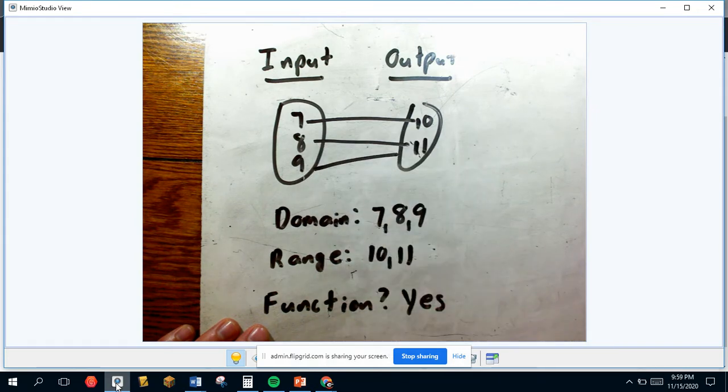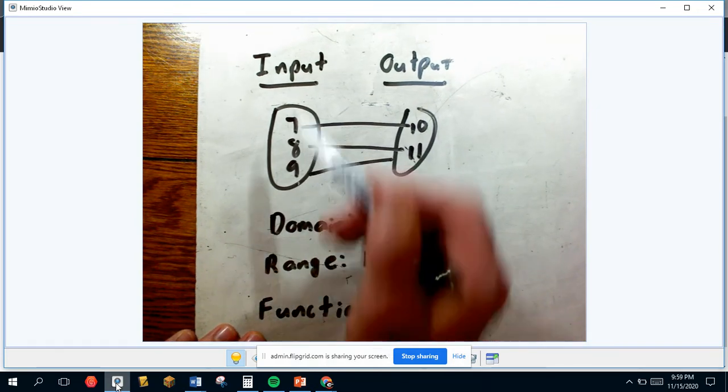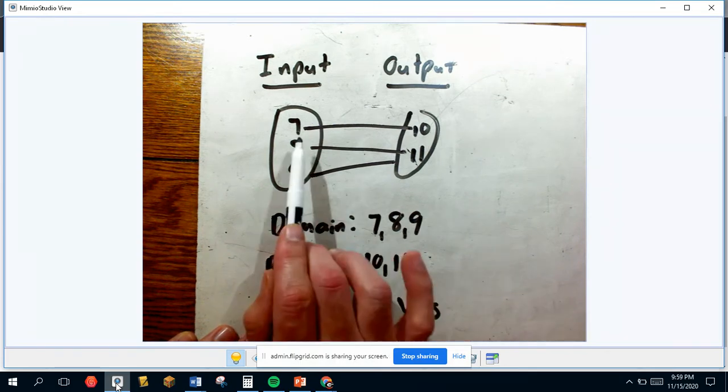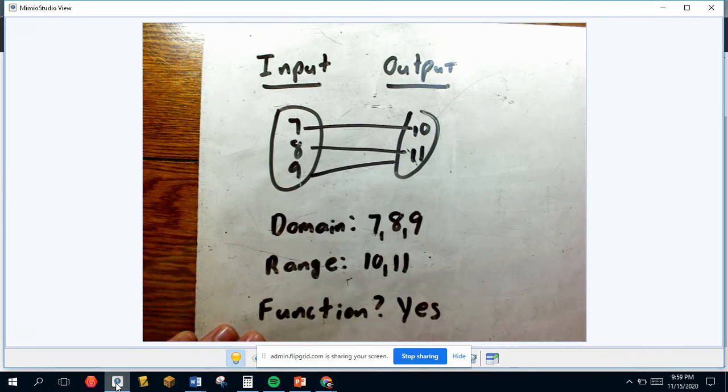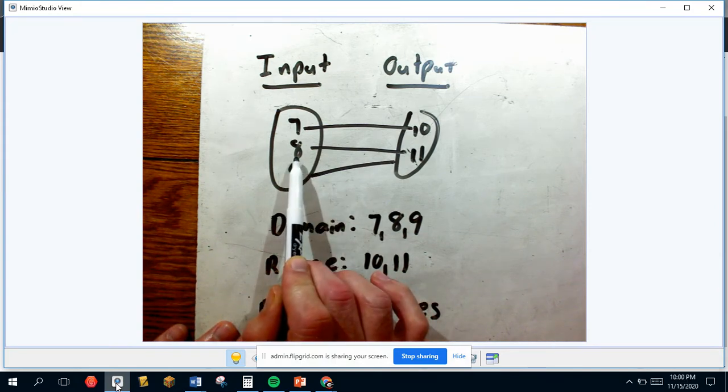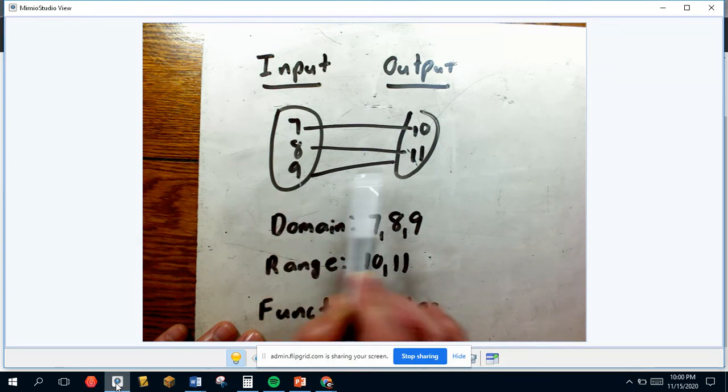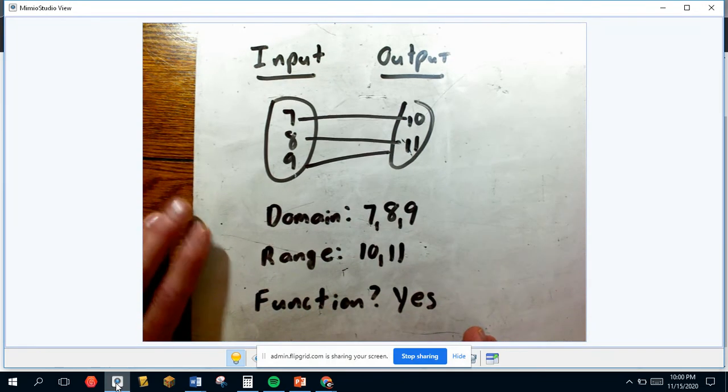You can kind of think of it as dates at a dance. These are the boys, these are the girls, whatever. 7's going out with 10, but 8 and 9 each go with 11. Might be a problem at the dance, but as far as asking the boys, 8's going out with one girl, 11. 9's going out with one girl, 11. So this is a function.